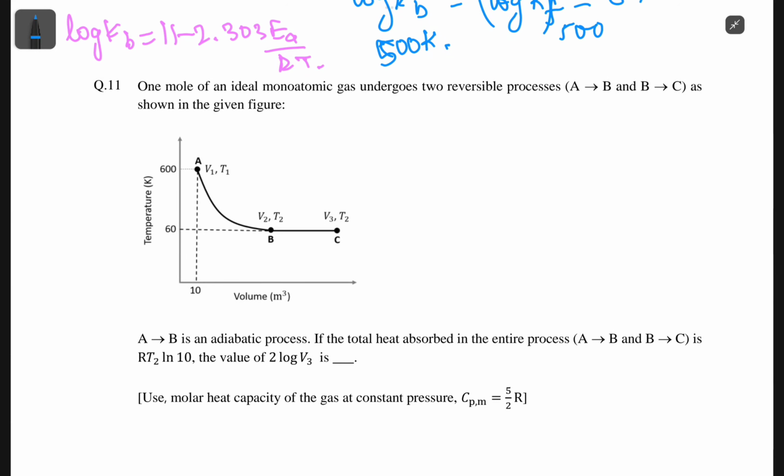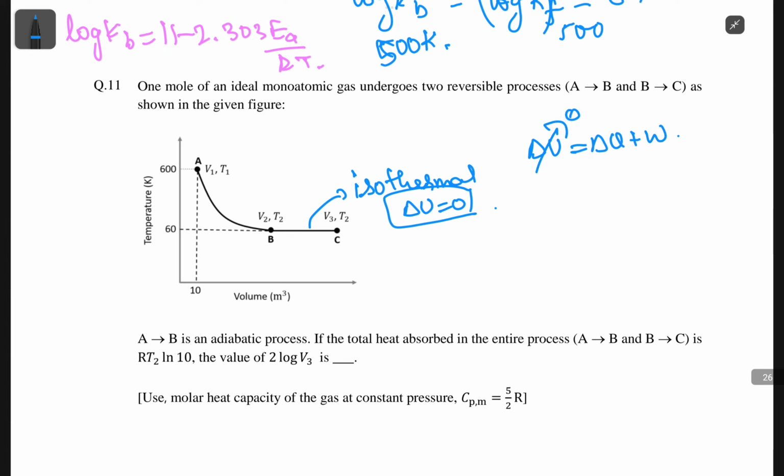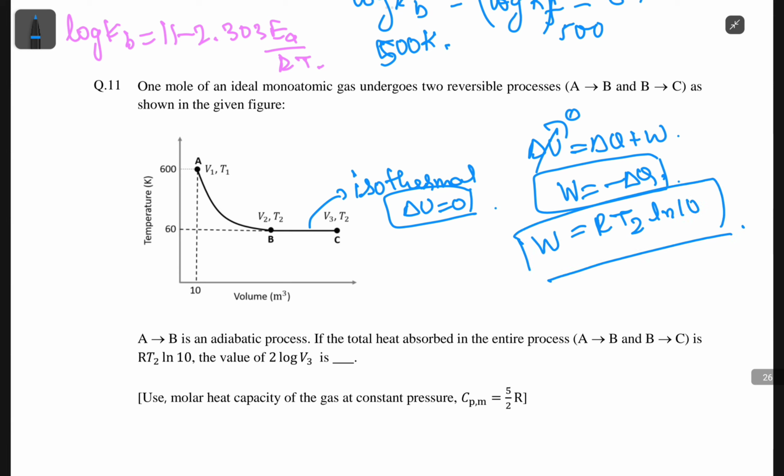So the first process from A to B is an adiabatic process, and from B to C it's clearly isothermal. And as soon as you see isothermal, just write delta U is 0. So you can say from here that this is 0, so the work is equal to the heat absorbed, which is RT2 ln 10, right?